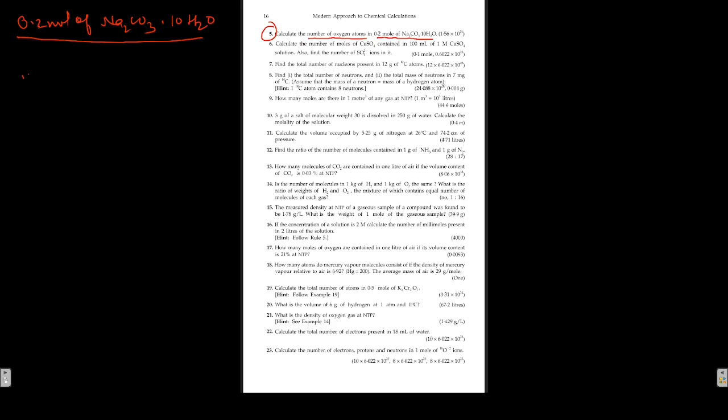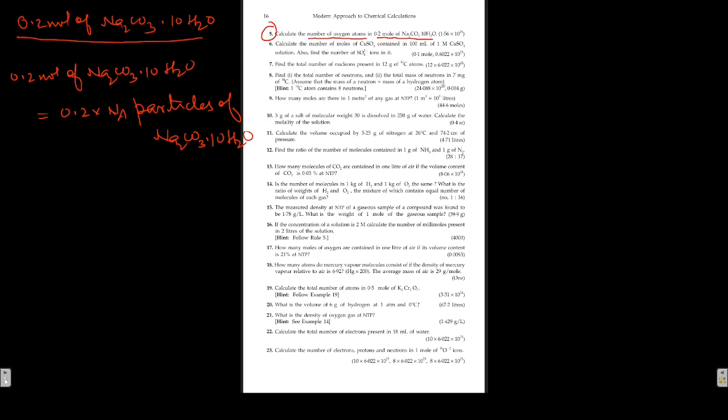We can say 0.2 mole of Na2CO3.10H2O is equal to 0.2 into Na particles of Na2CO3.10H2O, because 1 mole is equal to Na particles. I described this in the first lecture.